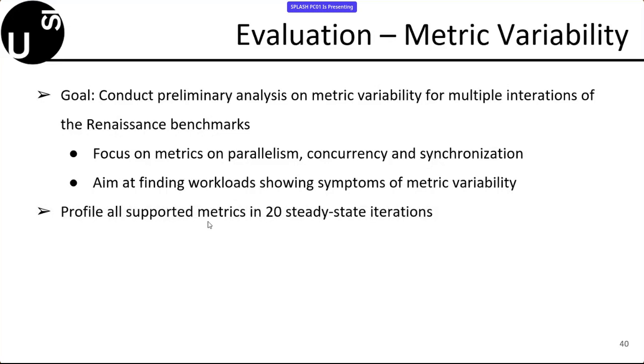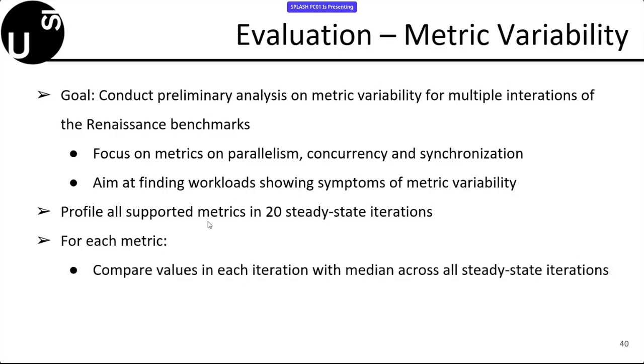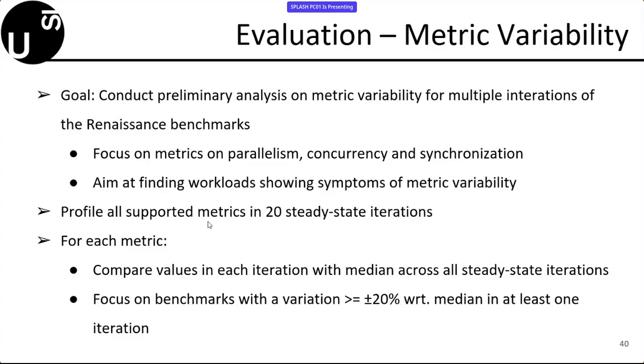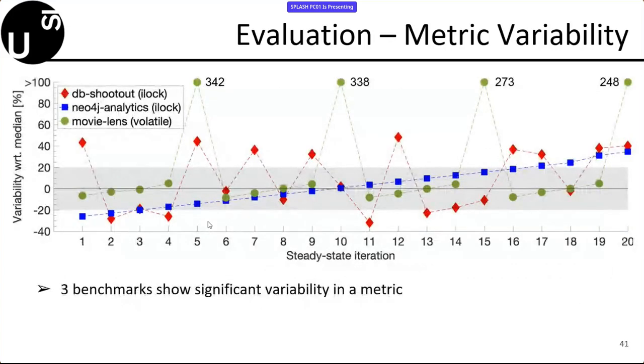We profile all the metrics supported by P3 in 20 steady-state iterations. In particular, for each metric, we compare the values in each iteration with the median across all the steady-state iterations, and we focus on benchmarks showing a variation of a plus or minus 20% range with respect to the median in at least one iteration. Among the 25 benchmarks in Renaissance, we could identify a variation exceeding this range in 3 of them.